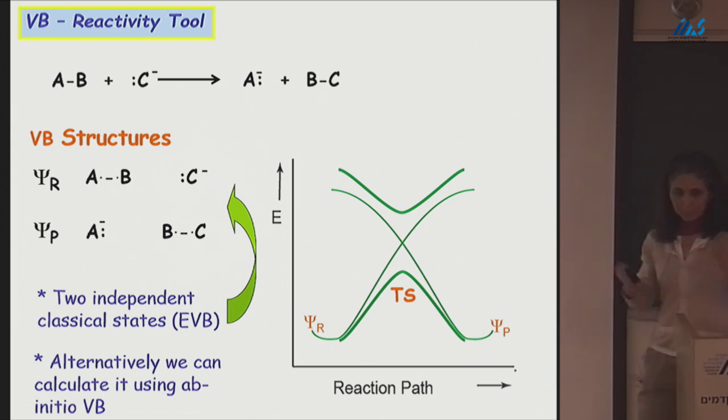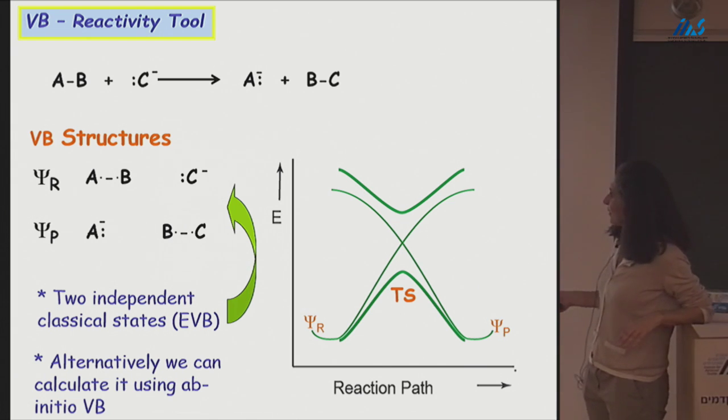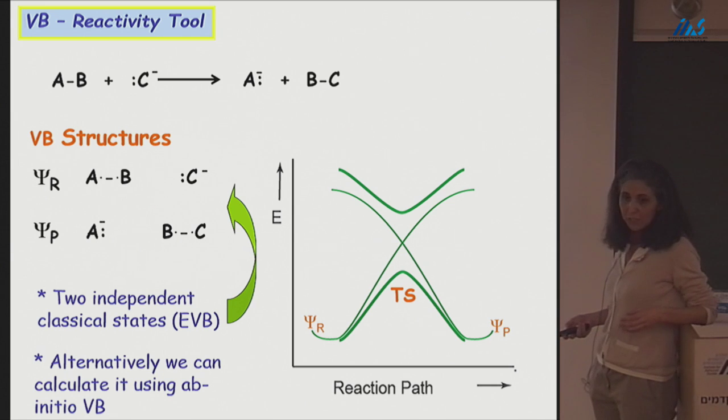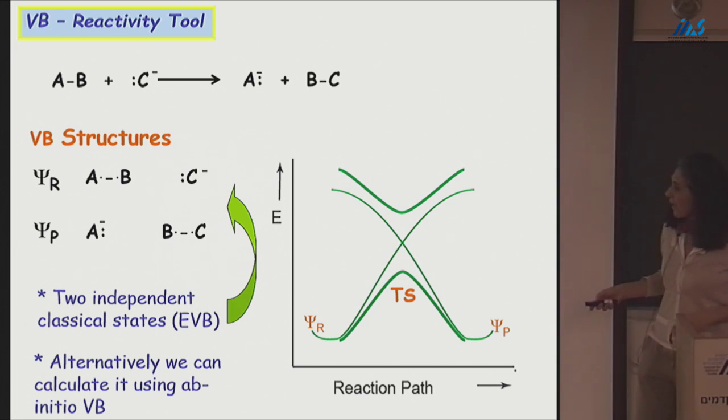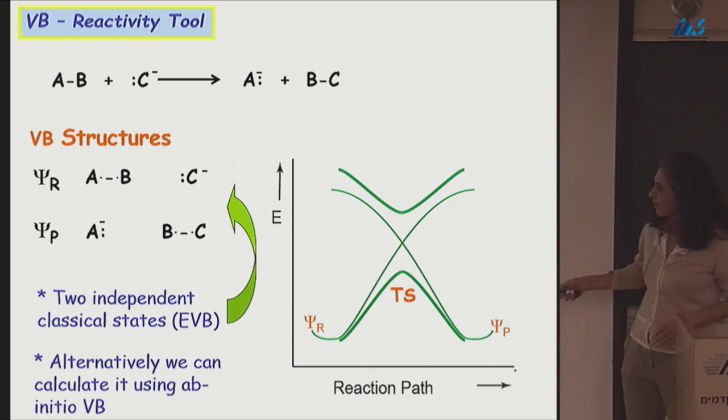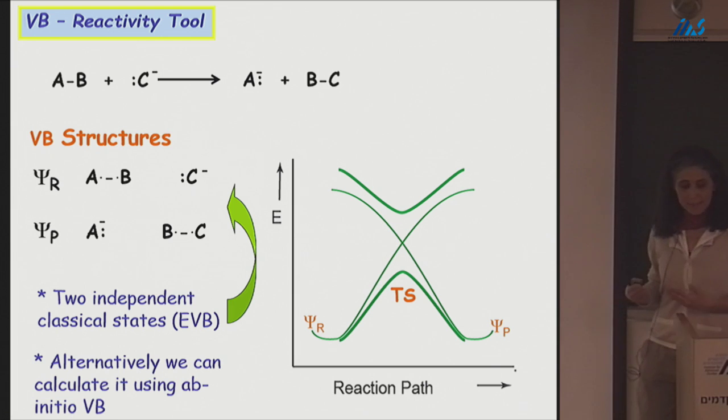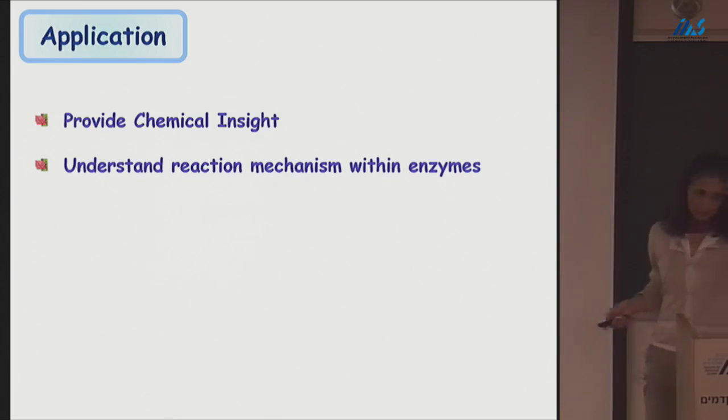Now, in principle, just to let you know, these two states can be, as in the EVB, calculated as two independent classical states. Alternatively, we can also calculate them using ab initio valence bond, and that allows us to calculate more than two states in a relatively easy way. And then we can also use this as a reference potential. That's something we have developed in my group, but I'm not going to elaborate on it.